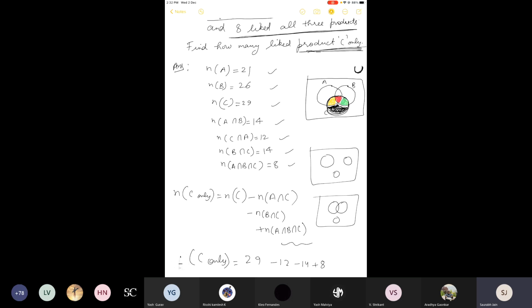However, if in this question they want you to find N(A union B union C), then you can use the above result, which is N(A) plus N(B) plus N(C) minus N(A intersection B) minus N(B intersection C) minus N(C intersection A) plus N(A intersection B intersection C). However, it is a different question.